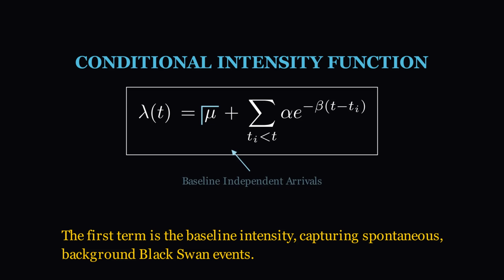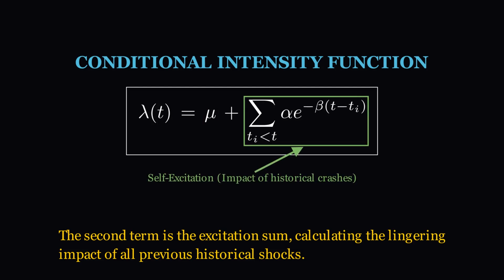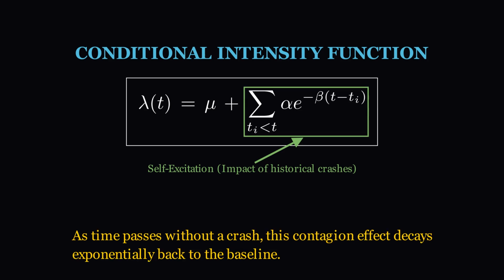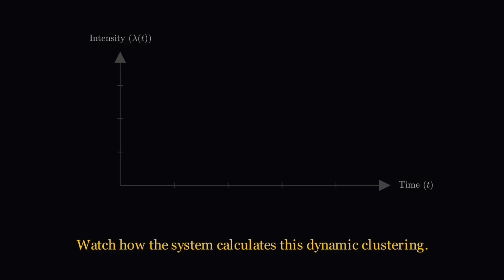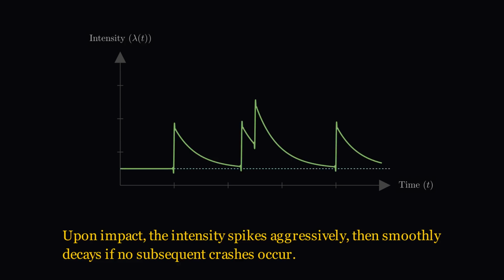The first term is the baseline intensity, capturing spontaneous, background black swan events. The second term is the excitation sum, calculating the lingering impact of all previous historical shocks. As time passes without a crash, this contagion effect decays exponentially back to the baseline. Watch how the system calculates this dynamic clustering. Upon impact, the intensity spikes aggressively, then smoothly decays if no subsequent crashes occur.